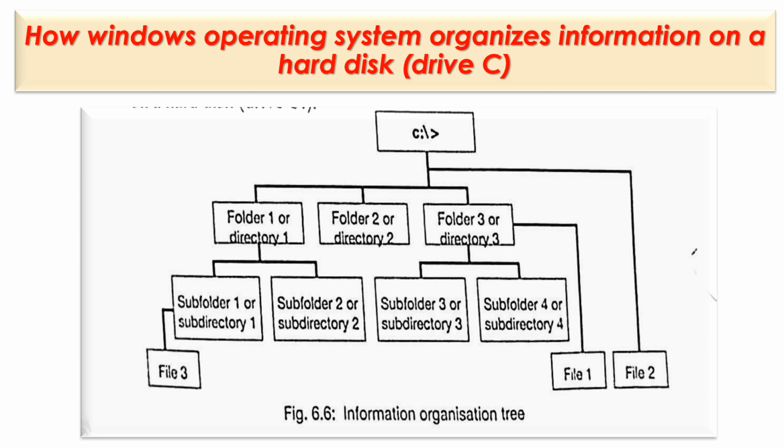So how does information settle there? This is how it is. In drive C, which is the major drive, you find folders, like folder 1, folder 2, folder 3. Then there are subfolders or directories. Inside a folder, you can also put another folder. Or in C, you can straight away put files. You can have files in C.